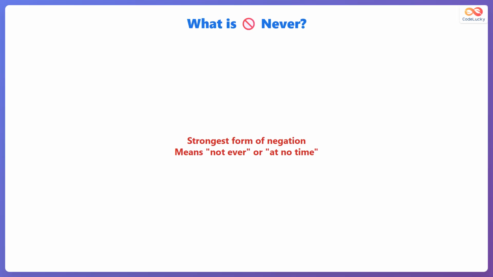Never is the strongest form of negation. It means not ever or at no time. Use it when you want to emphasize that something does not happen at all, now or in the past or future.